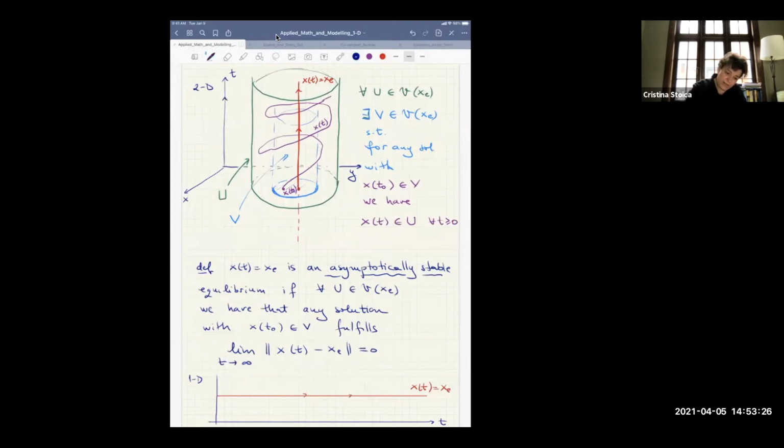And now whatever neighborhood I take around it, and I start in there, it doesn't really matter if I go a little bit further this time. What matters is that in time I will just asymptotically align and tend to this guy, right? So I will have that the distance between x of t and xc goes to 0 as t goes to infinity. That's the idea. Okay, so that's for a solution.